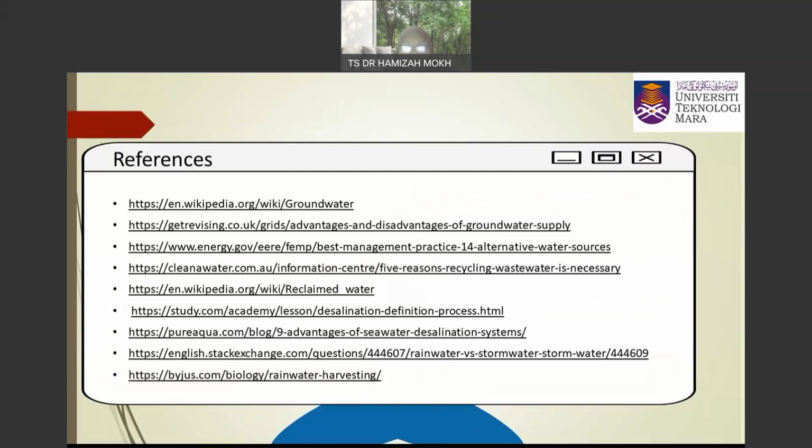Here are some references that you might refer to for this first topic, which include groundwater, rainwater harvesting, stormwater, reclaimed water, and etc.